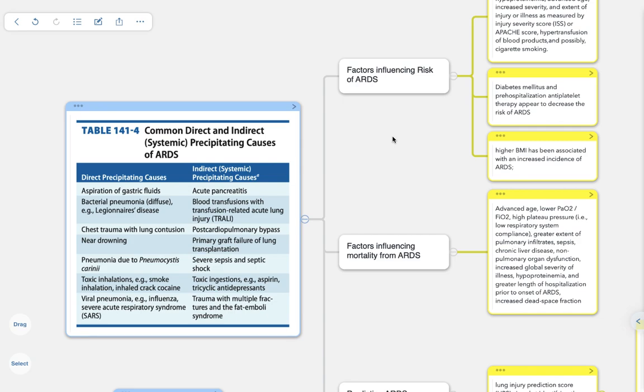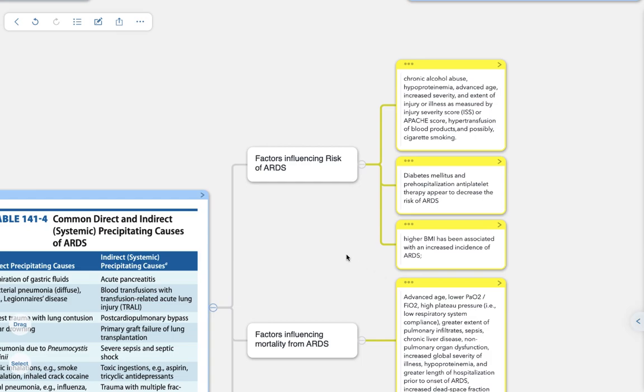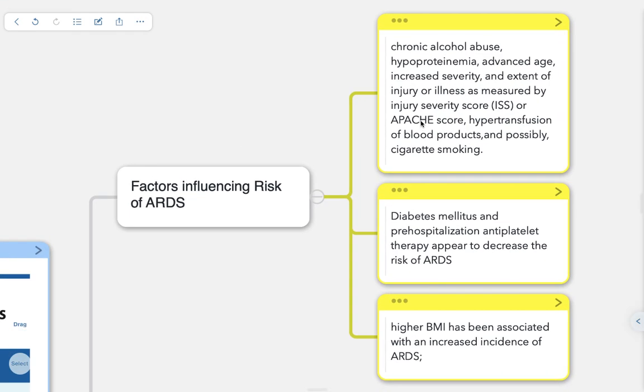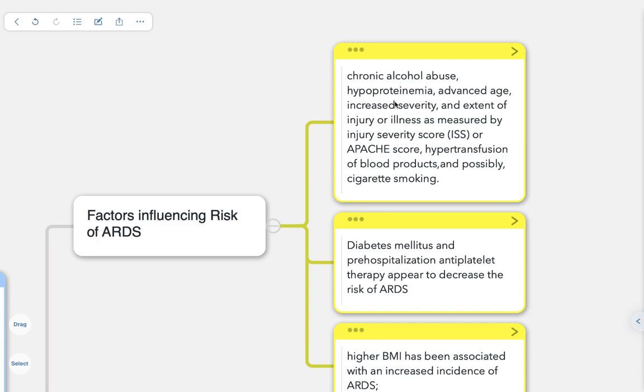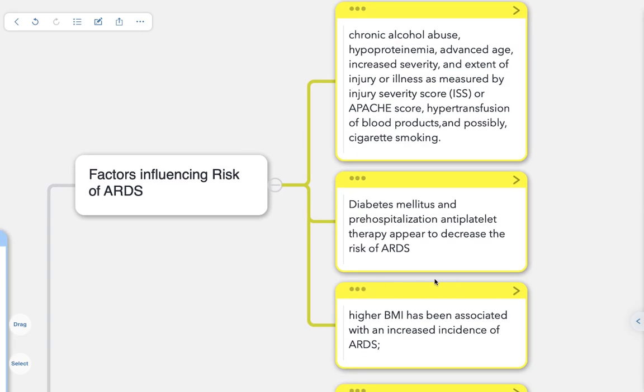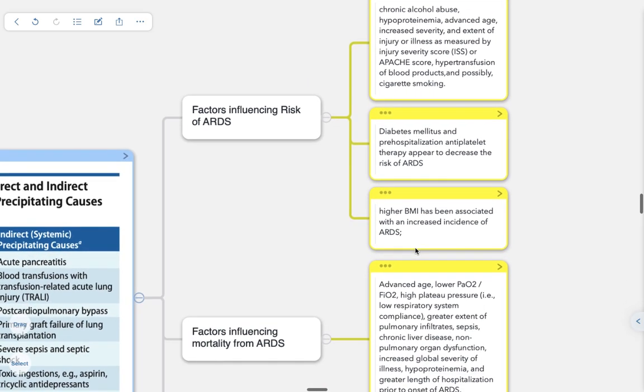That is, these conditions may pose a higher risk of ARDS, whereas there are certain factors which may influence the mortality of ARDS. The factors which may cause an increased risk of ARDS include chronic alcohol abuse, hypoproteinemia, advanced age, increasing severity and extent of injury or illness as measured by injury severity score or APACHE score, hypertransfusion of blood products, and possibly cigarette smoking. High BMI in itself is also associated with an increased risk of ARDS. Then diabetes mellitus and pre-hospitalization antiplatelet therapy appear to decrease the risk of ARDS.